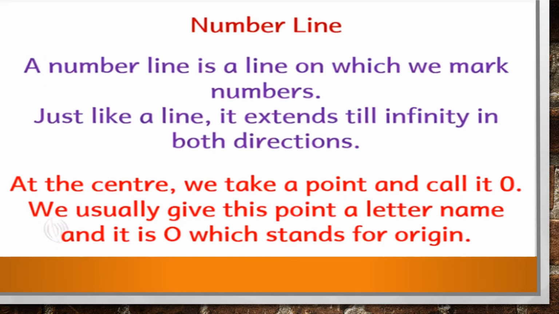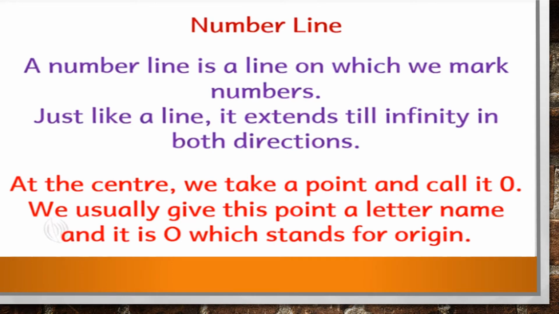Okay, what exactly is a number line? A number line is a line on which we mark numbers, just like a line. It extends till infinity in both directions. If you have noticed, the number line has arrow heads on both the sides. Arrow heads denote that it could be extended on both the sides, till infinity. Okay. So a number line is a line on which we can mark numbers.